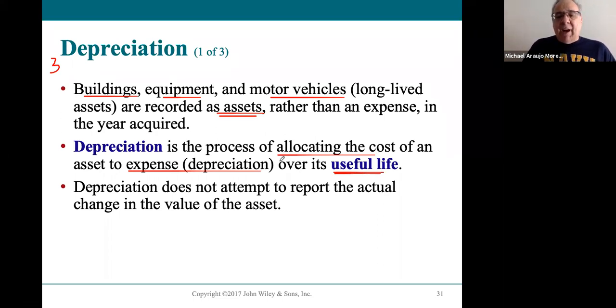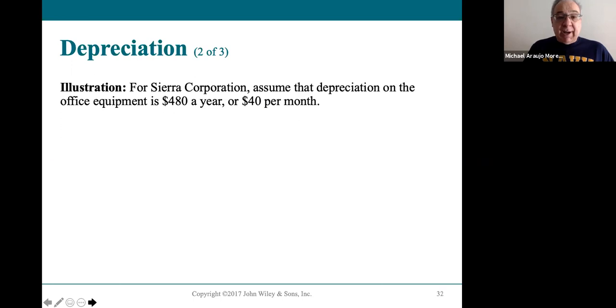All right. We don't try to report a change in value in an asset. We simply allocate the cost of the asset through its useful life. And you'll get a lot more on depreciation in chapter 9. But anyway, in terms of a prepaid expense and how it works here, depreciation is going to be given to you. There's no calculation to do in this case. They actually just give you what the depreciation is.